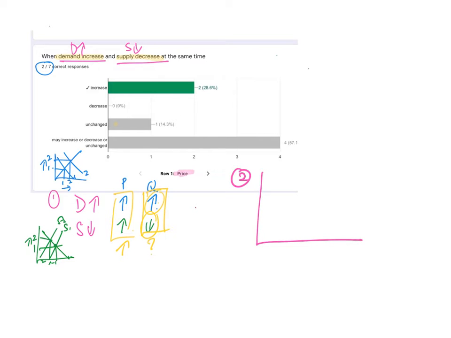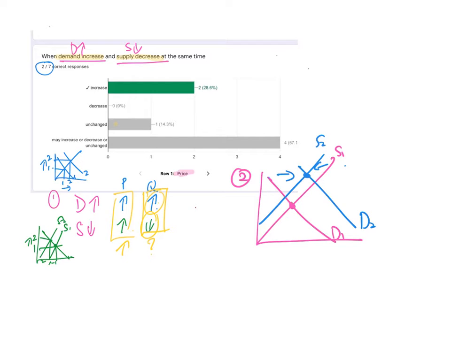Remember, okay. So we try to draw a diagram with D1, S1. So we have a D up. So we have D2, but with a bigger gap between the D1 and the D2. Then at the same time we have S2, but as a decrease. We intend to draw a shorter gap between the S1 and S2. So actually we can find the equilibrium just like this.